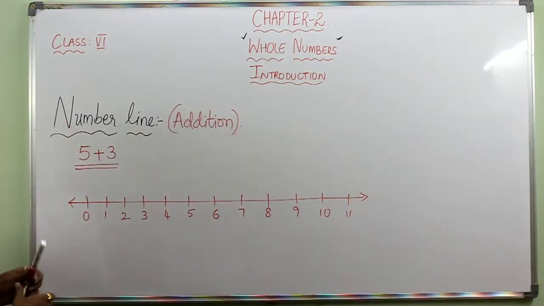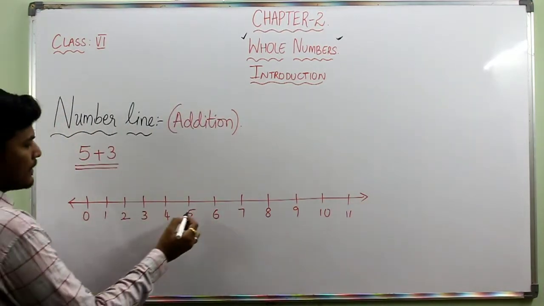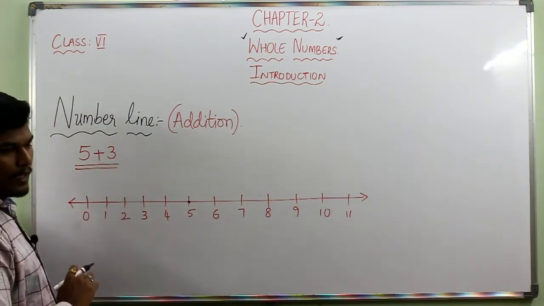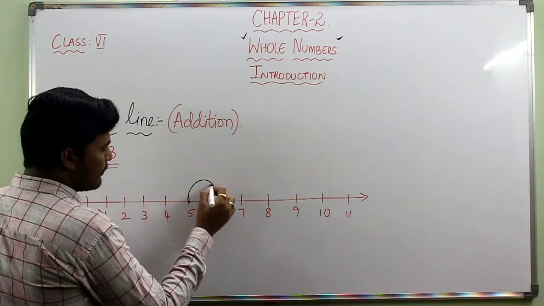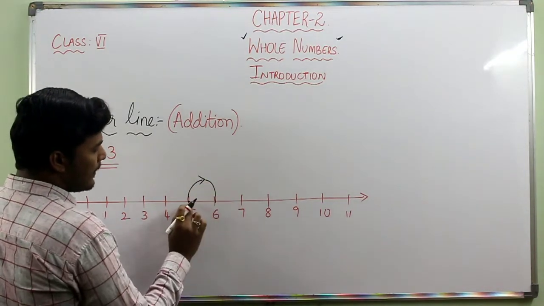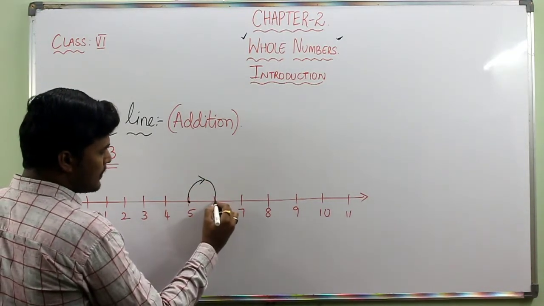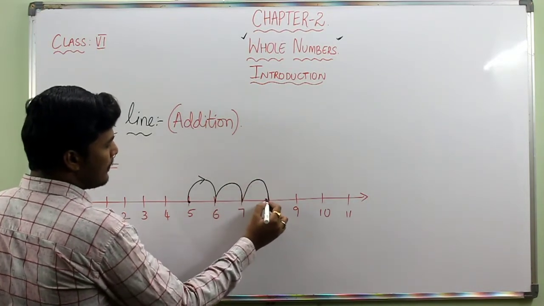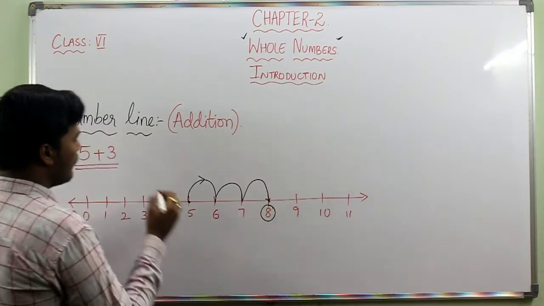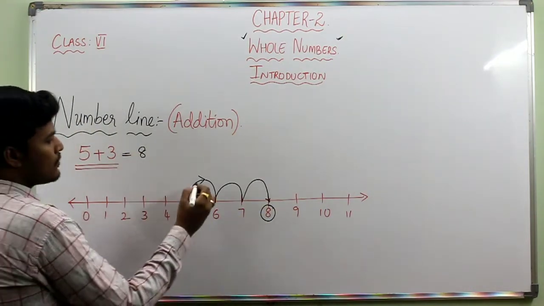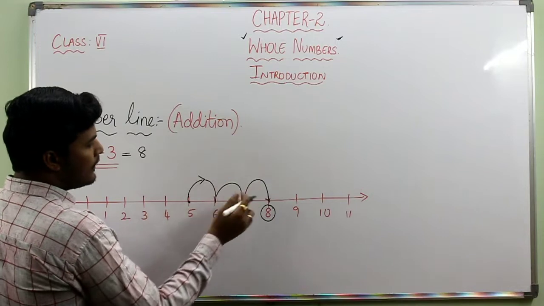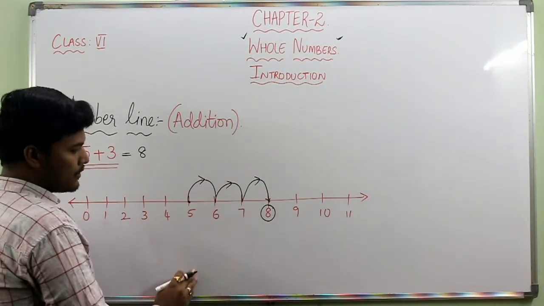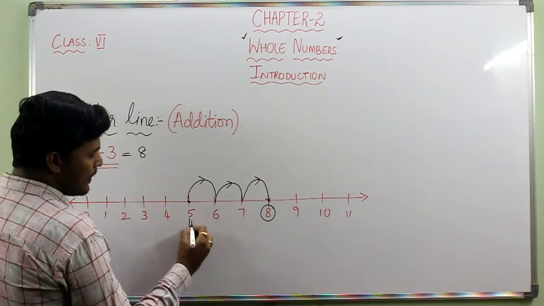The given number is 5, so let us start from 5. We are adding plus 3 to that, so we are moving forward. 5, this will become plus 1, it came to 6. Again plus 1, it came to 7. Plus 1, it came to 8. So therefore 5 plus 3 is 8. So we are moving forward in the addition. Suppose the given number is 5.